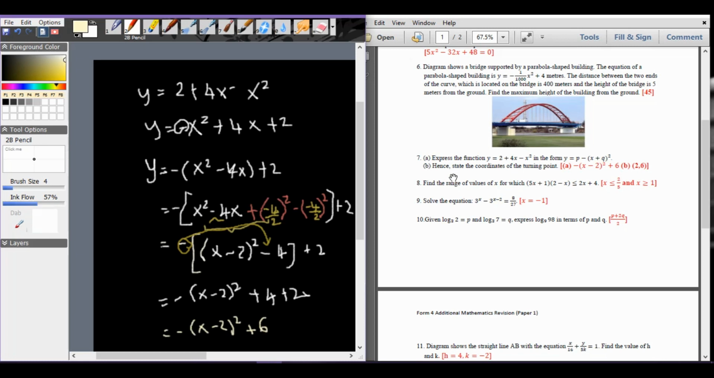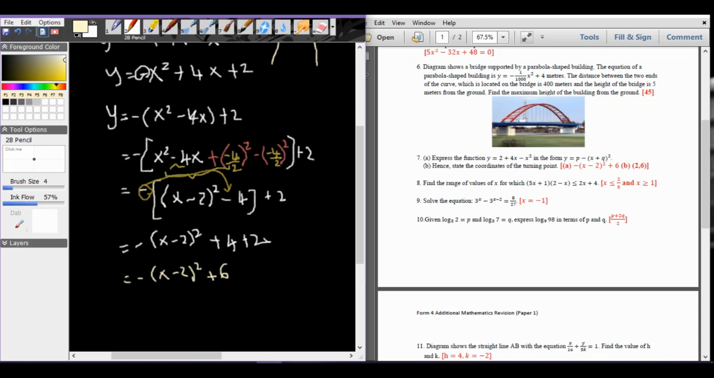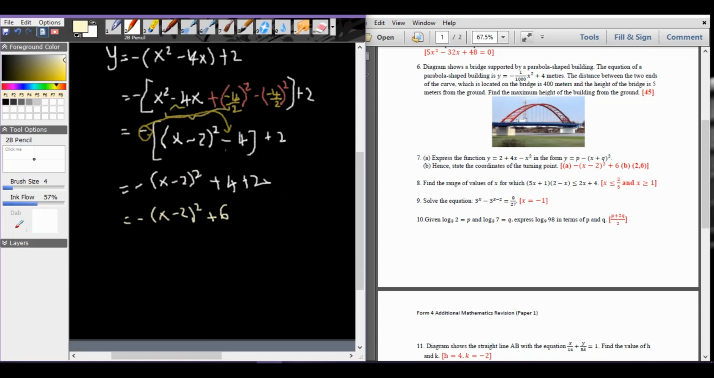And B, hence state the coordinates of the turning point. This is a negative x squared, that means this is an N-shaped graph, with a maximum point, also known as the turning point. To find the coordinate of this turning point, we use completing the square, which we have done in part A. So how to get the coordinate of this maximum point? The x-coordinate, we get from the bracket here. We let x minus 2 equal to 0, so x equals 2. The y-coordinate, we just get the number here, 6. So (2, 6) is the maximum point or the turning point.